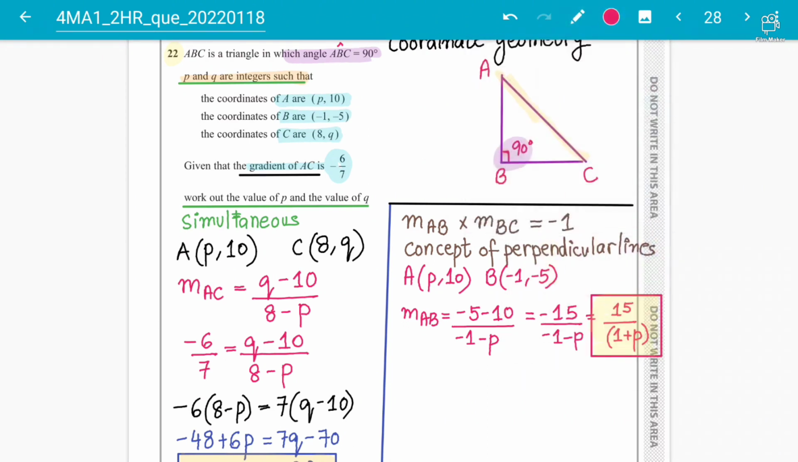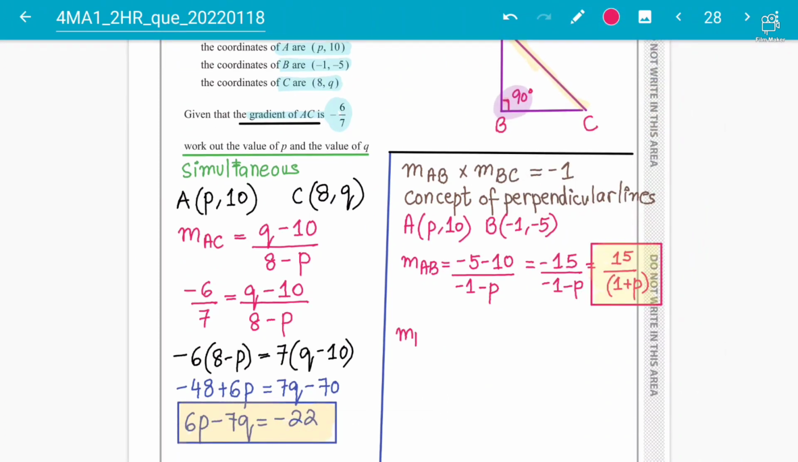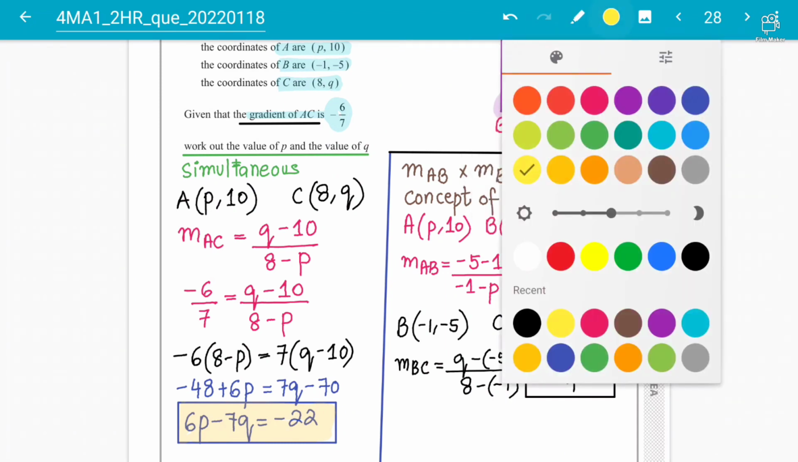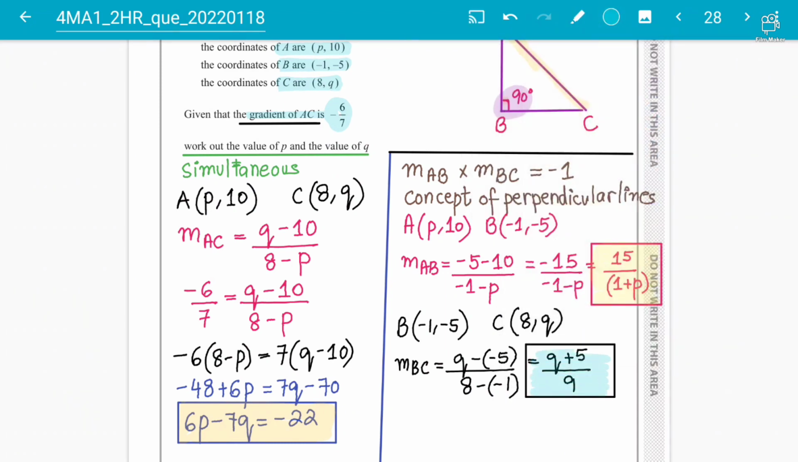Then next you will find the gradient of BC. The gradient of the line BC will be, again, first write down the coordinates of B and C, just to make sure the examiner knows what working you are doing: B is -1, -5, and C is 8 comma q. So the gradient of BC will be y2 minus y1 over x2 minus x1, so q plus 5 divided by 8 plus 1, that is 9. So q plus 5 divided by 9 is the gradient of BC. Hope students are getting this. Make sure you understand the concept of perpendicular lines. When you get this, the remaining part of the question becomes very easy, okay, students?